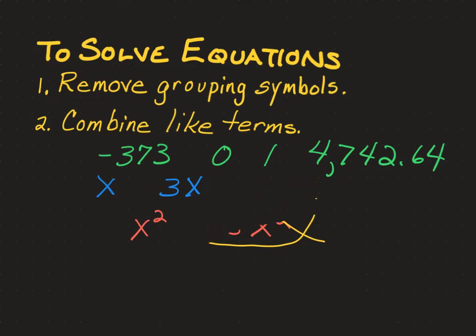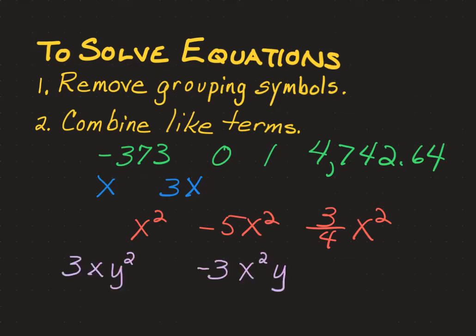Okay, let's get rid of those two. What are some like terms to that x squared? Well, like I said, negative 5x squared is like the x squared. 3/4 x squared is like that x squared. So you're looking for variables of the same power. You may be looking at more than one variable. Here are two more terms to consider. 3xy squared and negative 3x squared y.